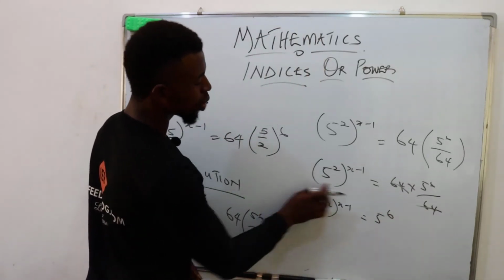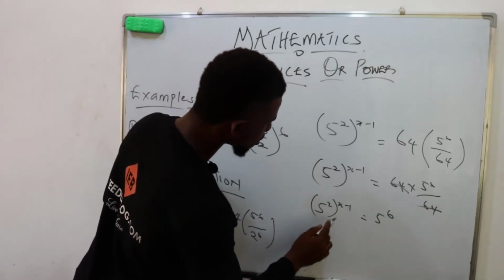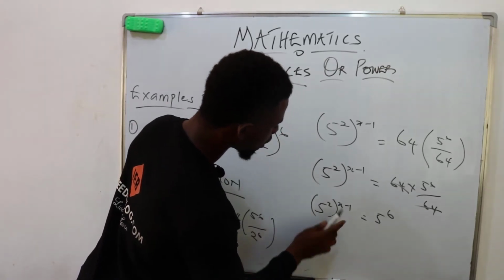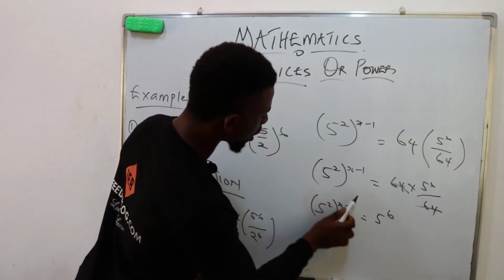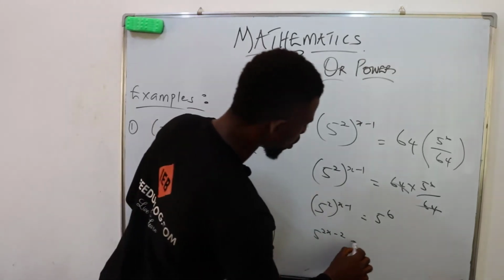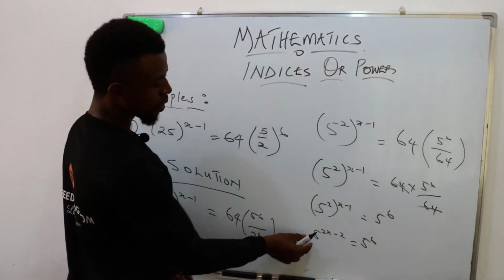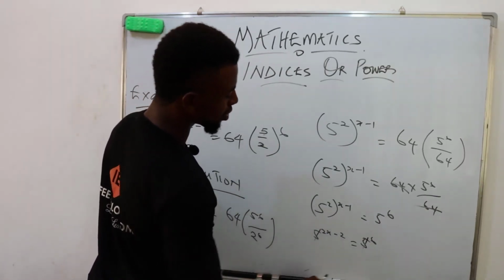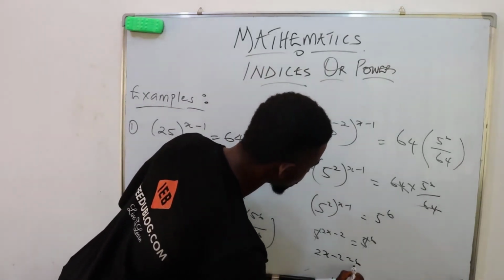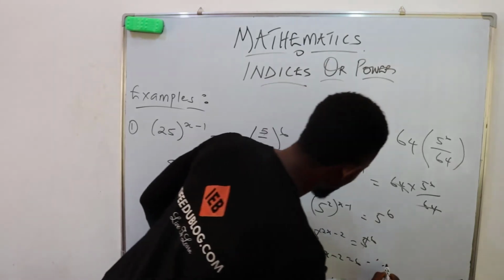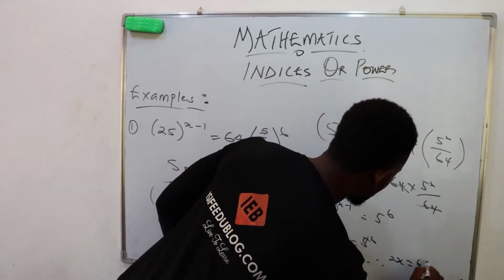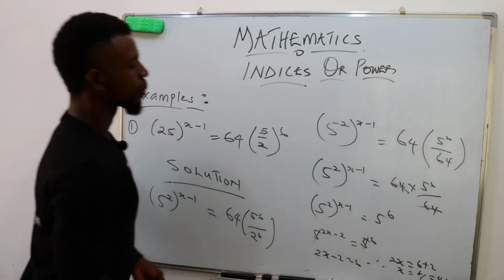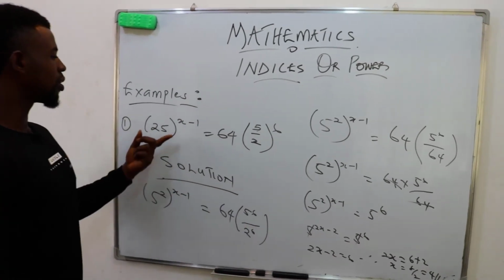Now, this will lead us to our power law, which tells us that the solution to this is 2 times x minus 1. So I'll have 5 raised to the power 2 times x minus 1, that is 2x minus 2, equal to 5 raised to the power 6. So it means that our powers are the same. After that, 2x minus 2 is equal to 6. Therefore, 2x is equal to 8, so x is equal to 8 over 2, which is 4. So from this we have our x to be 4.